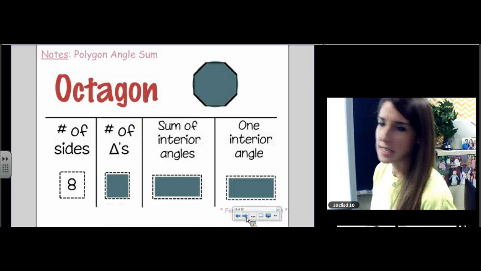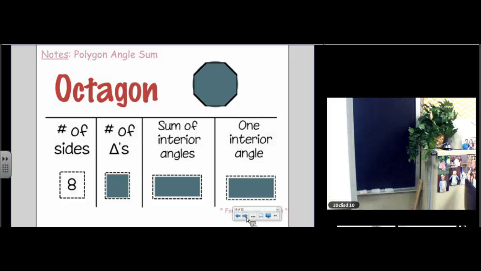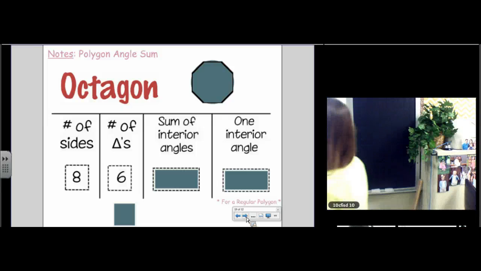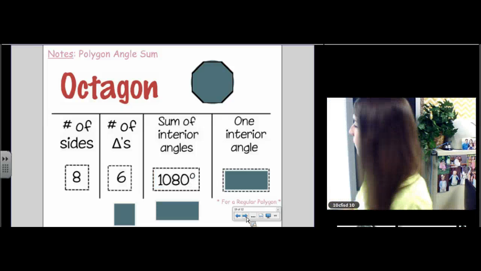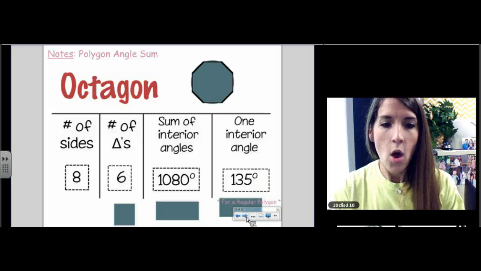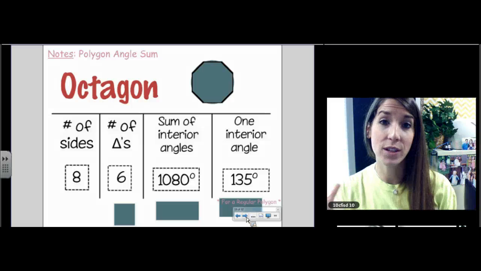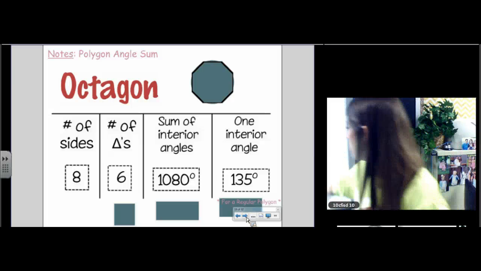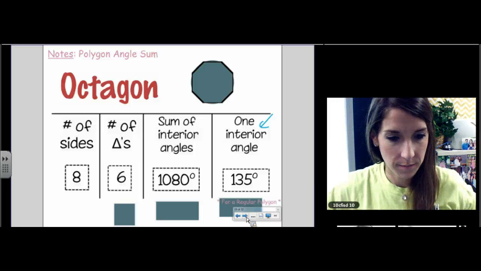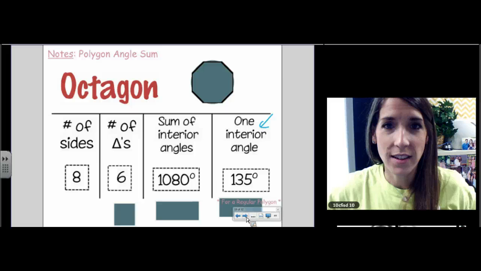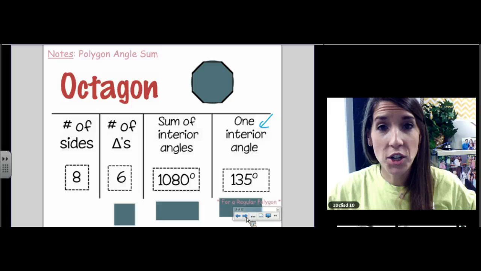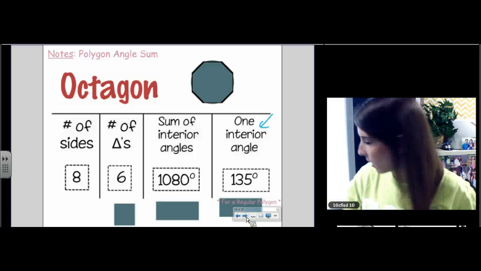Octagon. Octa means 8. An octagon has 8 sides. You can divide it into 6 triangles. 6 times 180 is 1080. And one interior angle would be 135 degrees. As our shapes add more sides, what's happening to each interior angle as we get more sides? It's growing. So our angles are getting more and more obtuse, right? The larger the number of sides, the more obtuse our angles are.